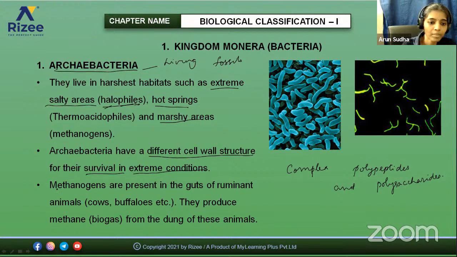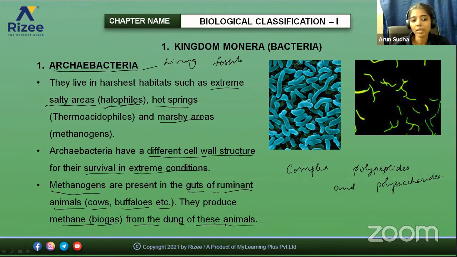And then methanogens. So what are methanogens? They are present in the guts of ruminant animals like cows, buffaloes, etc. And they produce methane gas. So they produce methane from carbon dioxide from the dung of these animals.